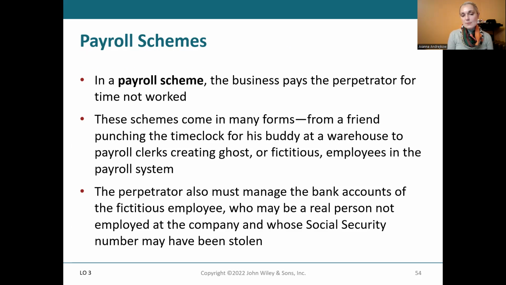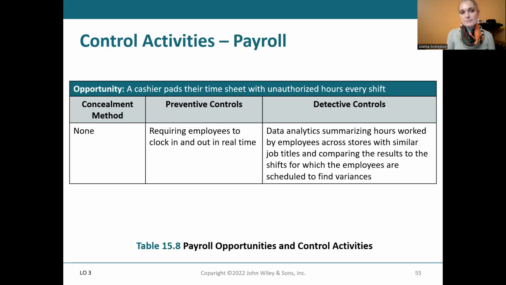So the perpetrator also must manage the bank account of the fictitious employee, who may be a real person not employed by the company, or whose social security or social insurance number in Canada has been stolen. The concealment method is none, and we have a cashier pads their timesheet with unauthorized hours every sheet.